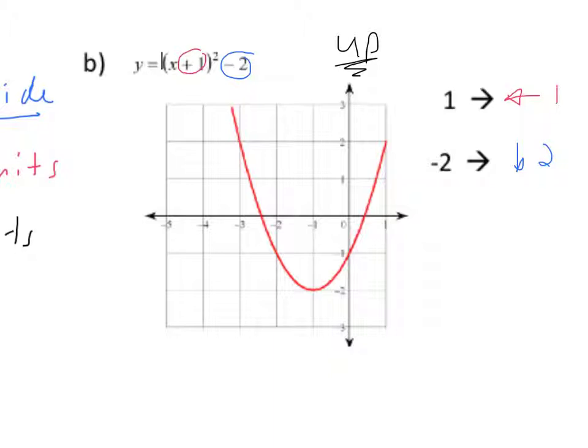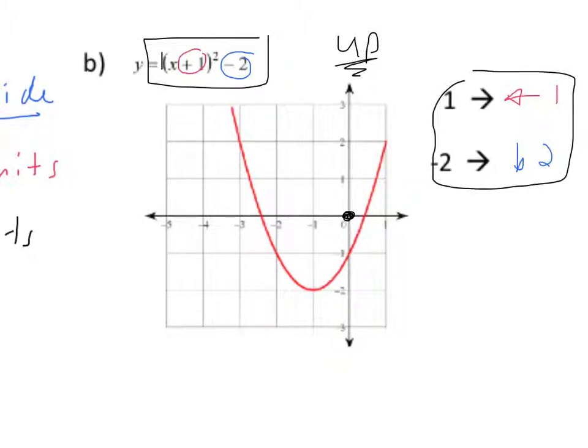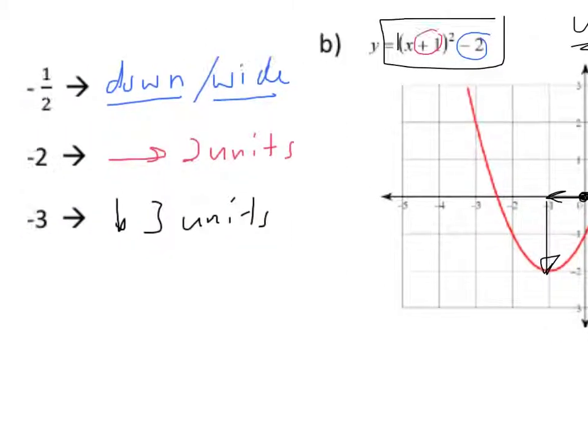So again, vertex form. The vertex of a regular parabola of y equals x squared should be at 0, 0. But with this function and these changes, the vertex was shifted left 1 unit and down 2, as they said. So the vertex is now located at negative 1, negative 2. And that's how we can use the vertex form to help us find the vertex.